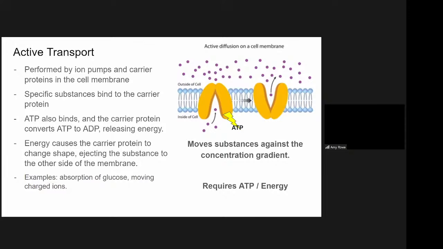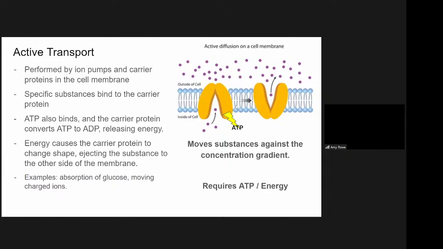So active transport is performed by ion pumps and carrier proteins or protein pumps, which are found in the cell membrane. So in our diagram on the top right-hand side, we can see this protein pump here spans across the phospholipid bilayer from the inside of the cell to the outside of the cell. What may happen, and I've got a couple of diagrams later as well, is our solute here, our little purple circles, are able to move into our protein pump. ATP is then converted to ADP, releasing energy, and that energy causes the shape of our protein to change.